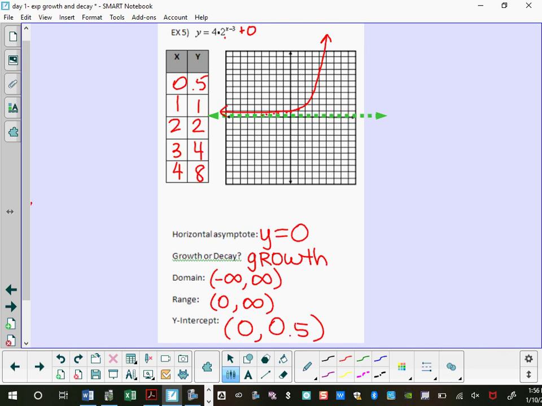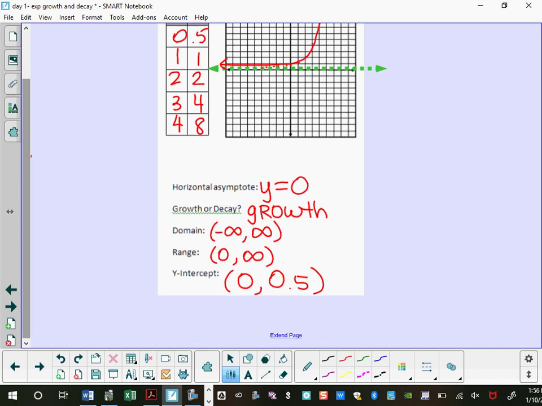You can also write, if you want, I'm not really picky on this, you can write y equals 0.5. Either way works. If you don't want to put it as a point, that's fine. Just make sure that you're writing y equals for whatever your y value is. Any questions there?